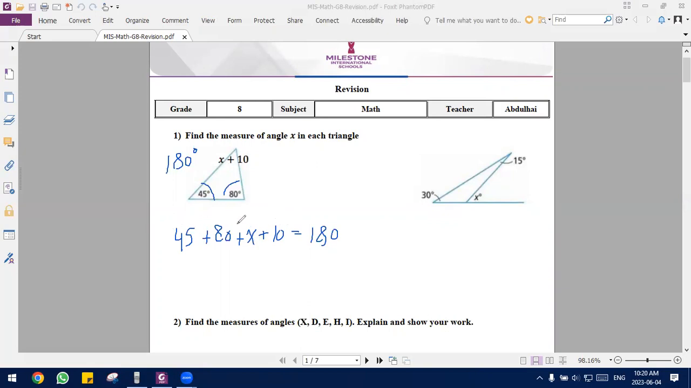First, let me add them. 80 and 10 is 90, plus 45 will be 135. So we take it to the other side. Here we have x equal to 180 minus, because when I take it to the other side it will be minus 135. So x is equal to 45.